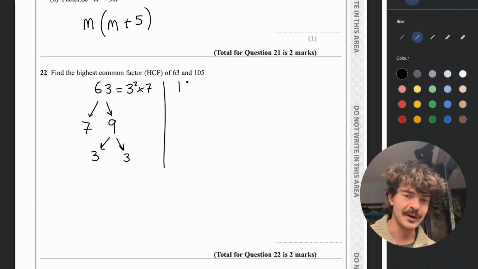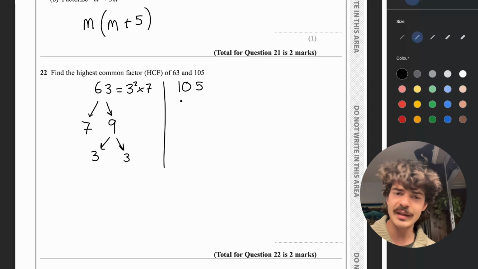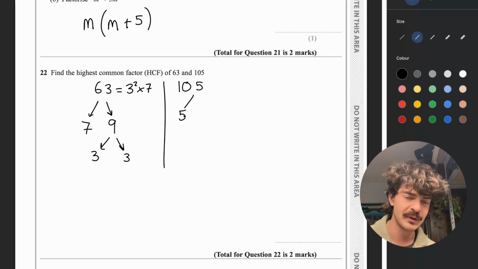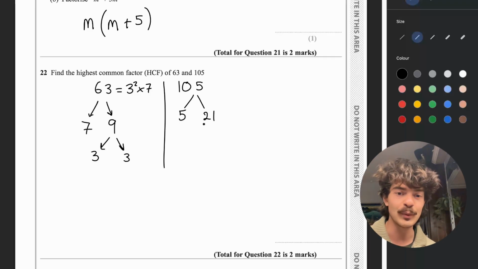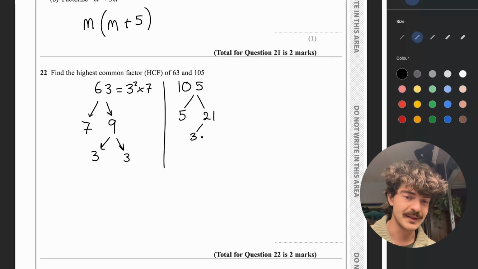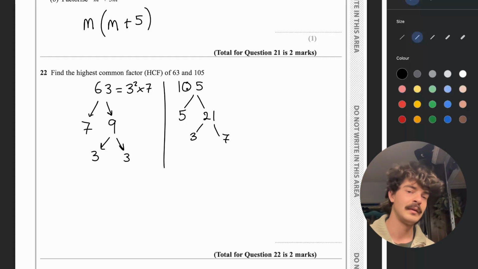Then over here, we've got 105. Well, this one's clearly in the 5 times table. It might take you just a minute to figure out that this is actually 5 times 21. And then you can realize that this breaks into 3 and 7. Cool. So 105 is 3 times 5 times 7.